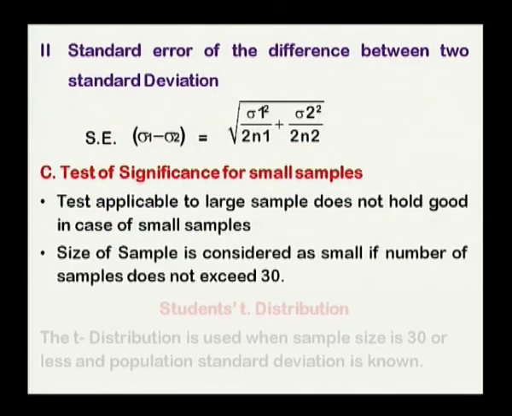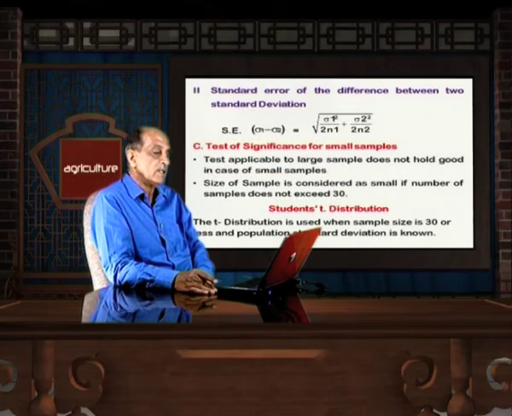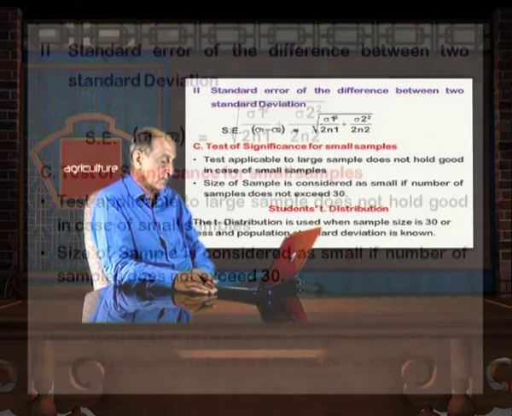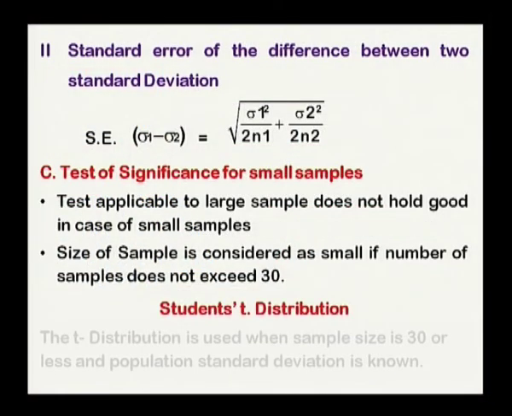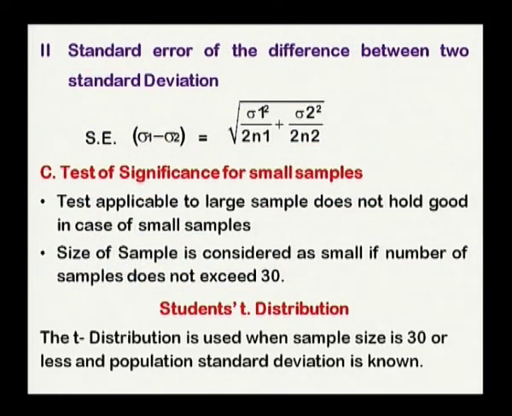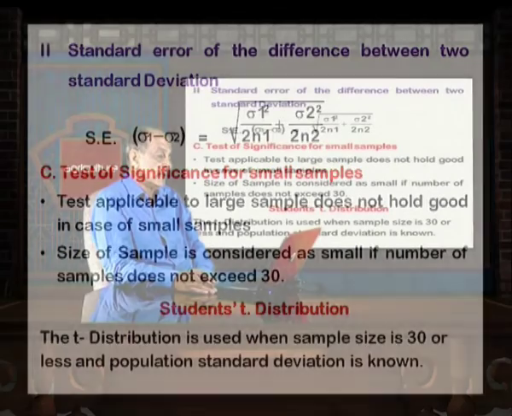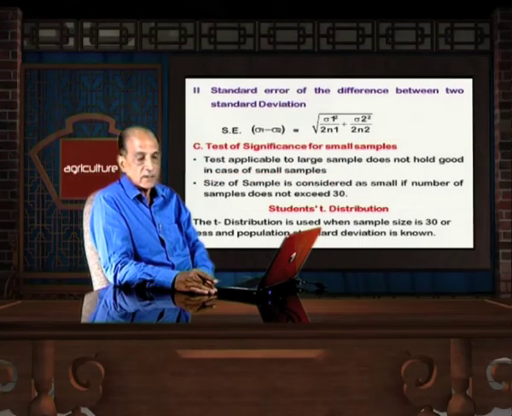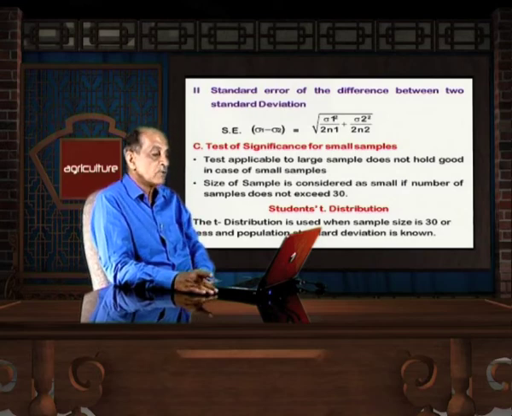Now, what are small samples? The size of a sample is considered small if the number of samples does not exceed 30, or we can say when the sample size is 30 or less, it is regarded as a small sample. In this case we have to use the student's t distribution. The t distribution is used when the sample size is 30 or less and the population standard deviation is known. The t distribution is a parametric test applicable to small samples, and it is highly useful when we have the standard deviation of the population.